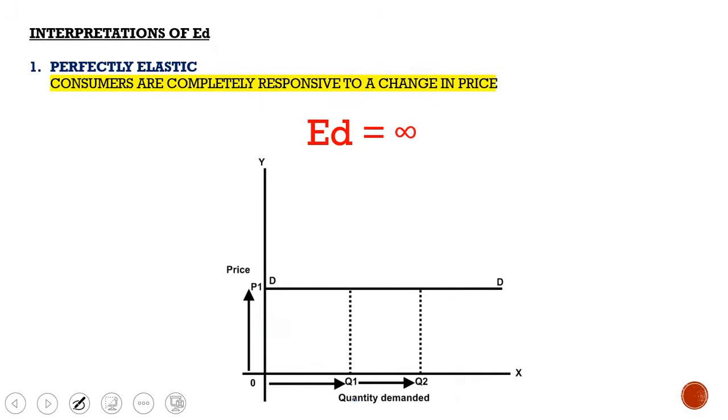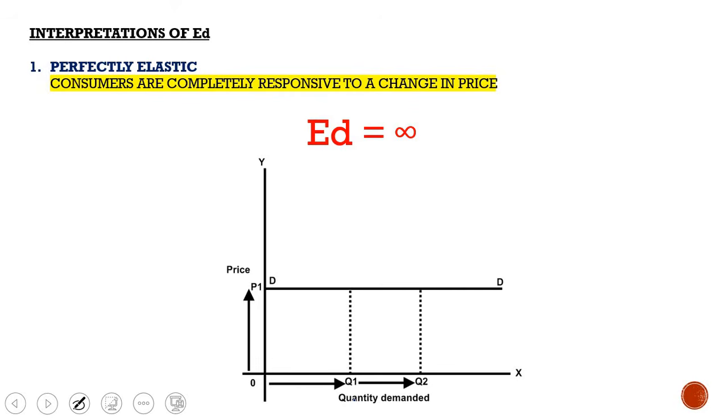Okay. Now we look at the interpretations of demand. So you have different types of demand. We said we have elastic and inelastic. Now we're going to look at the different types of elastic demand and inelastic demand.